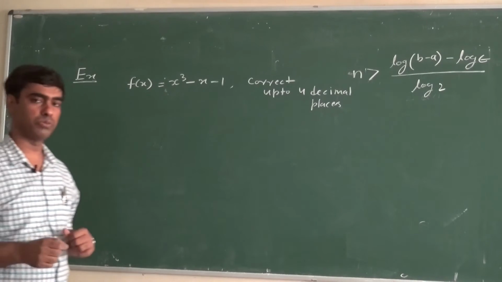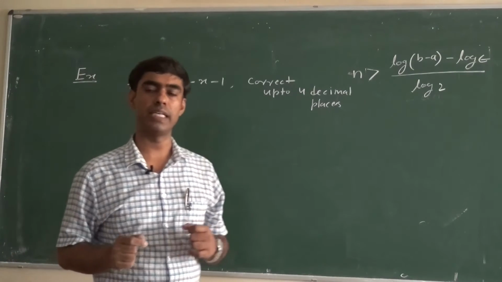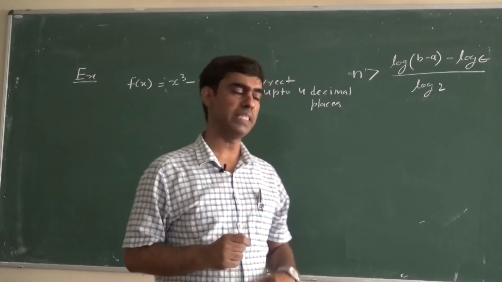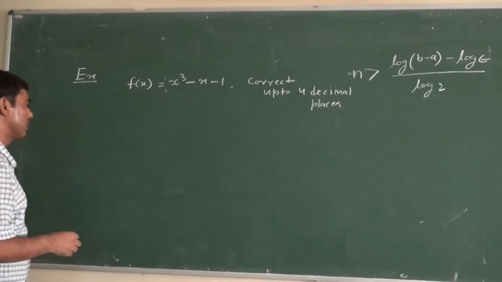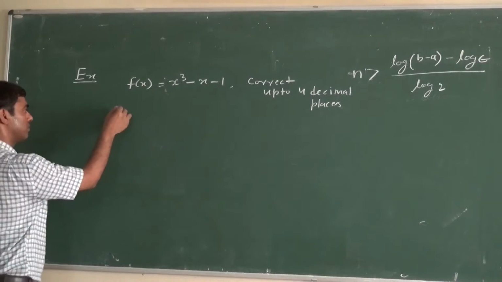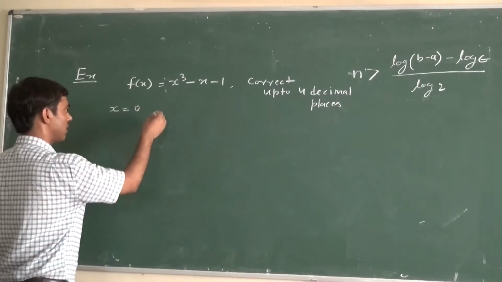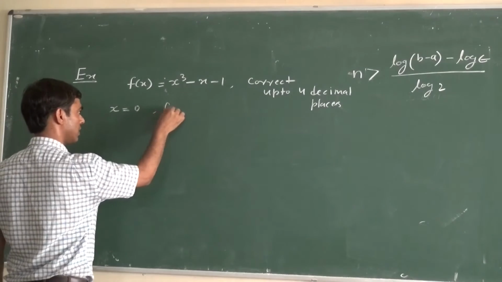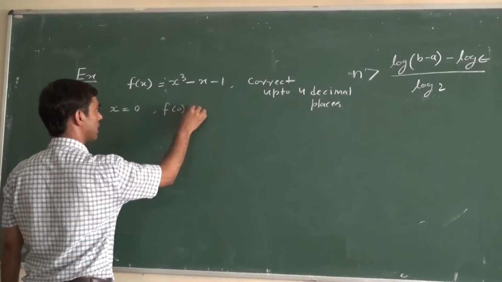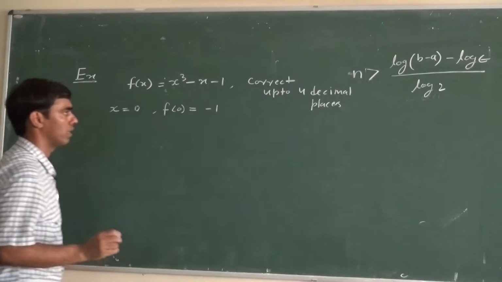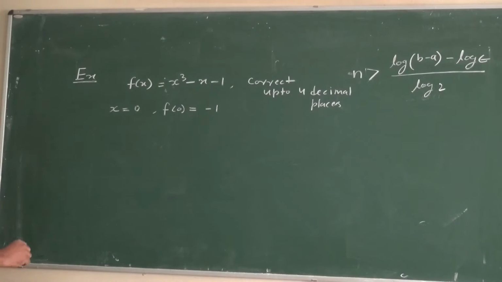First aim is to search the value of a and b. First we try to find out the values of a and b. So how do we find the values of a and b? Suppose here we put x equal 0. So what is the value of f of 0? Here we put the 0, then this one is a minus 1.